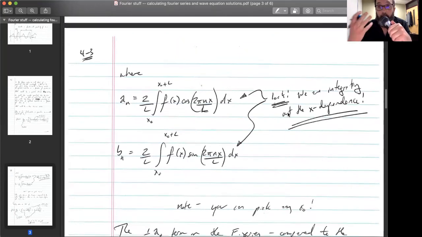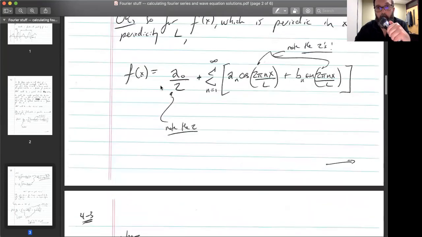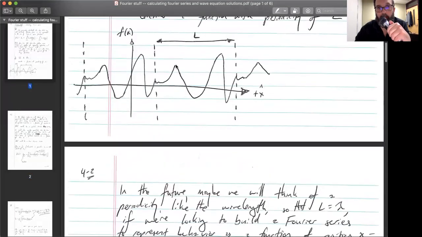Okay, things to consider. Once again, we are integrating out the x dependence. This thing is integrated over dx, so all this x stuff will go away. What do I choose x naught to be? Anything you want. The function's periodic, so choose x naught to be right here. Then you just go from here to here. That's one period. Or choose x naught to be here, and we'll integrate from here to there. Any x naught you like, integrated from that x naught to x naught plus L.